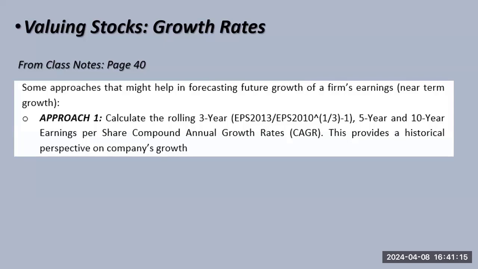I mentioned Duolingo. You can't really do this with Duolingo because they don't have any history. So it wouldn't be a good firm to do, but a firm like Walmart, pretty simple. They've had positive earnings forever. You can do growth rates, 10 years, 3 years, whatever.